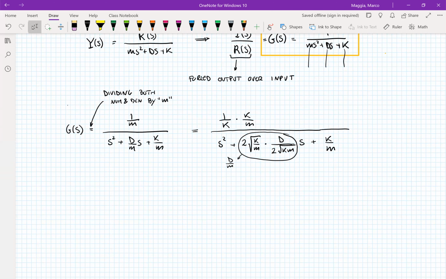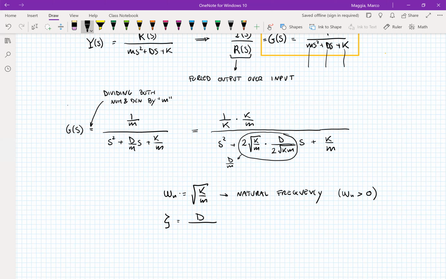Now what we're going to do, we're going to define omega n as square root of k over m, and we're going to call this natural frequency. And this natural frequency for physically realizable systems is always positive. And then we're going to take this Greek symbol called zeta, and we're going to define it as d over, so this is actually a definition.